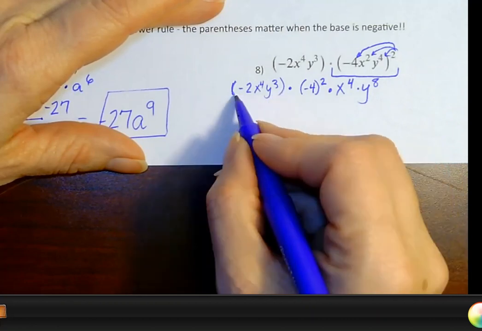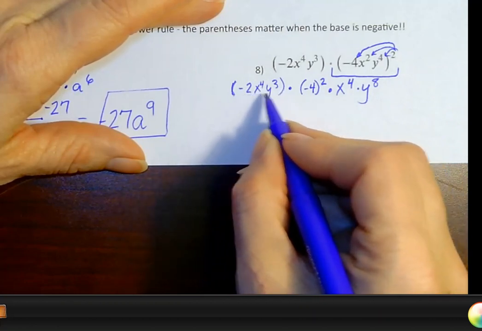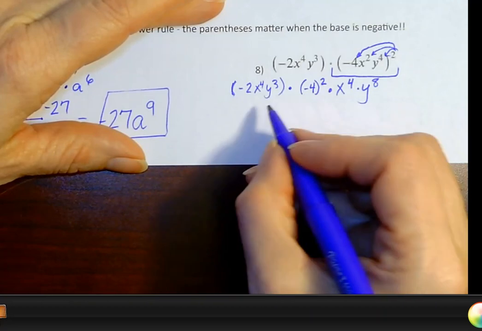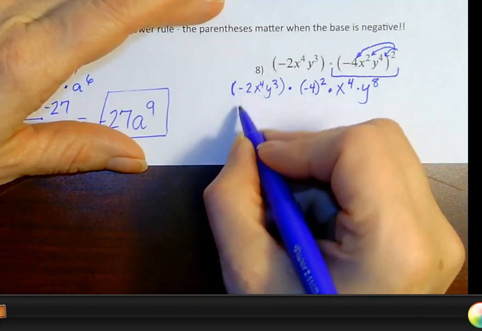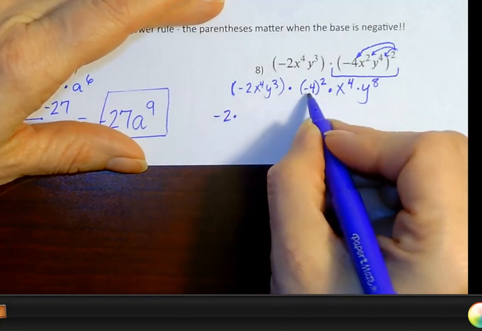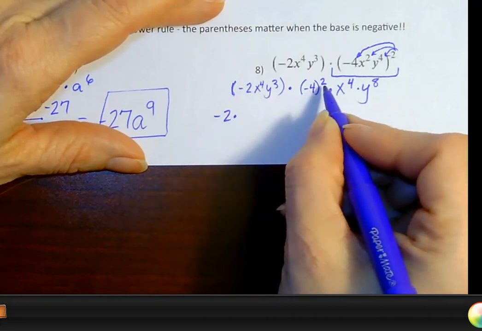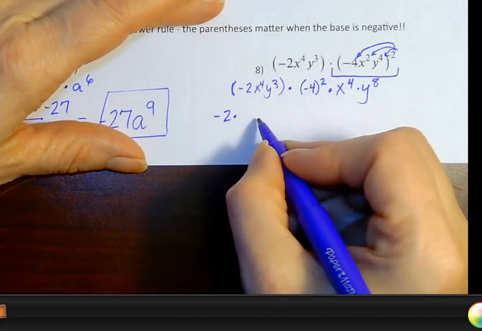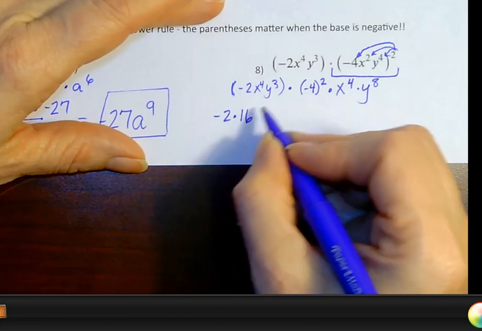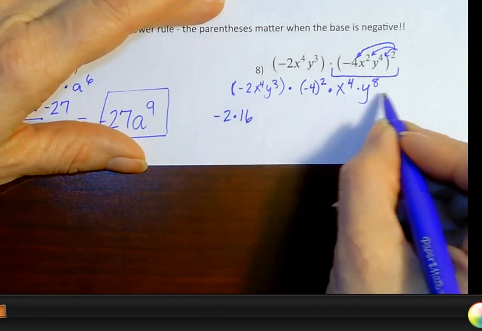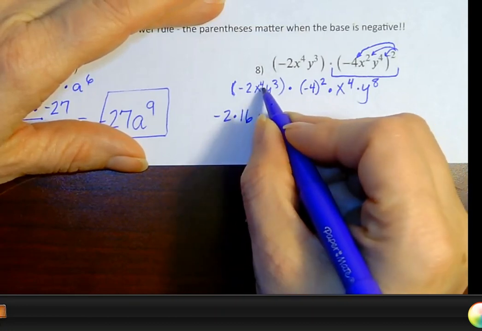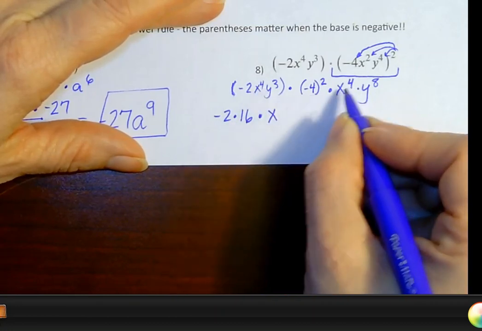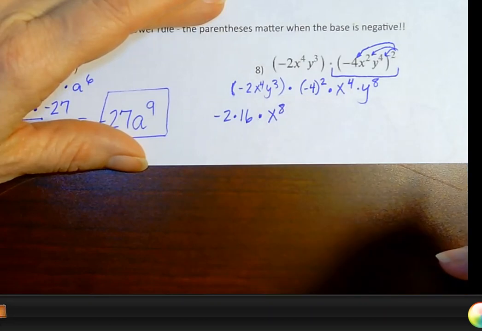Okay, that's that whole bunch of stuff. Now it doesn't really matter that I've got these parentheses because every single term is being multiplied. So I'm going to do my numbers first. Okay, I'm going to pull my numbers. Negative 2 times negative 4 squared is negative 4 times negative 4, so it's positive 16. Any other numbers? Nope. Okay, now I'm going to do my x's. I have x to the 4 plus 4. I have x to the 8.